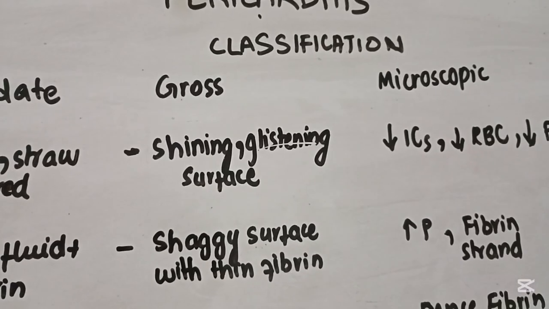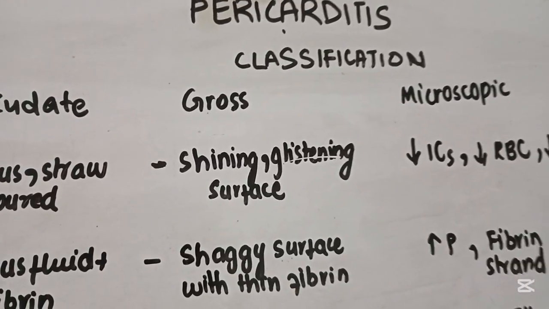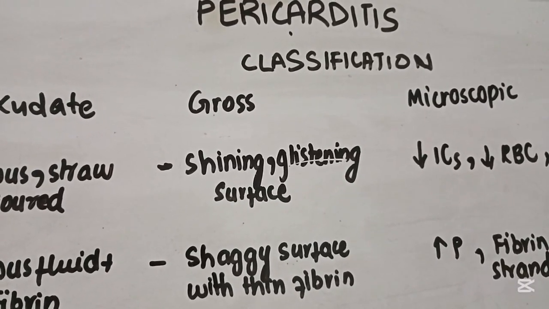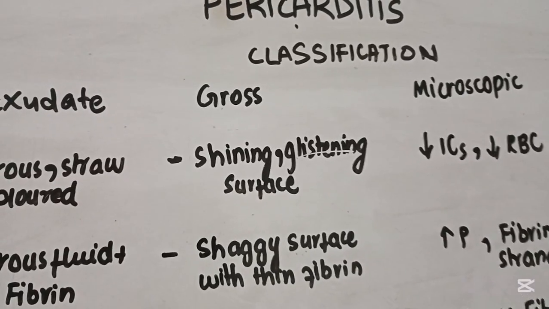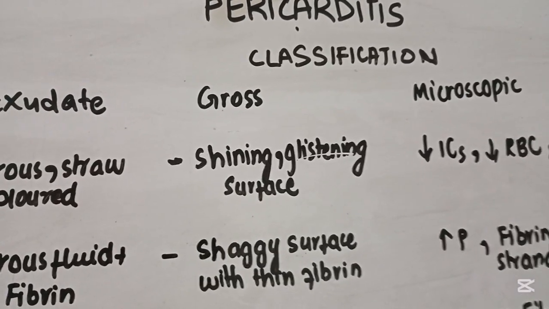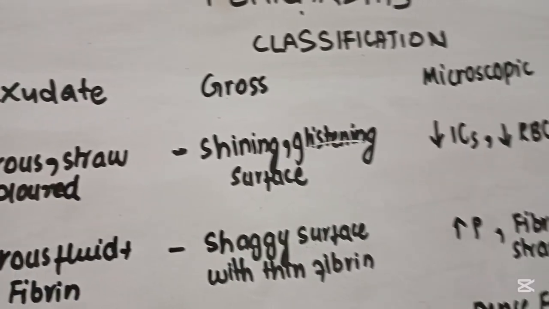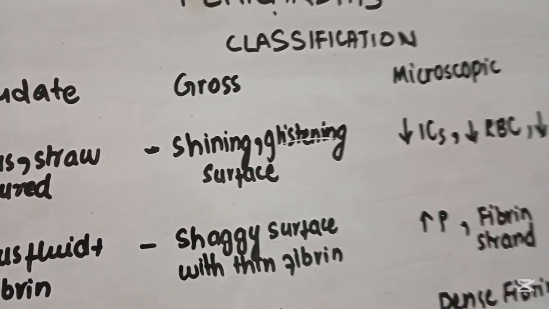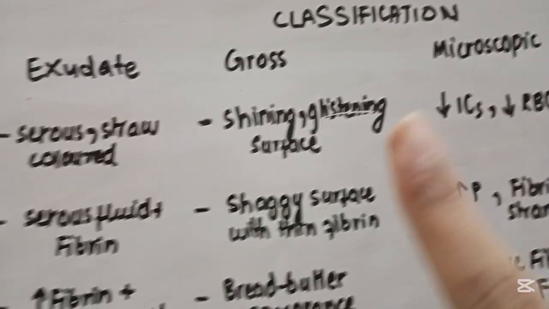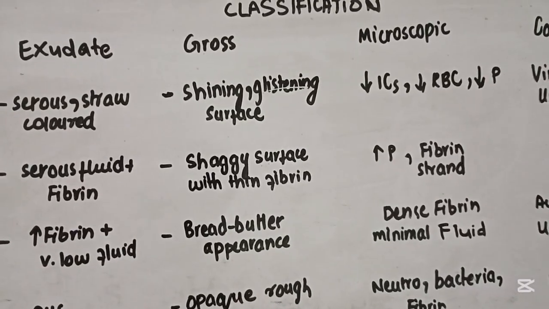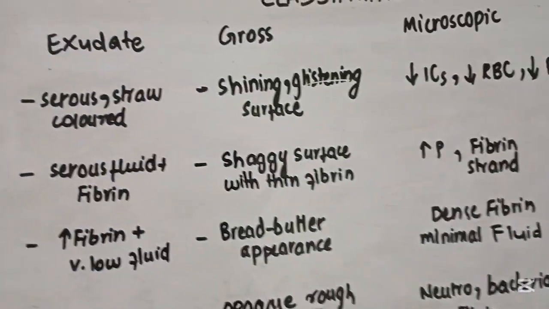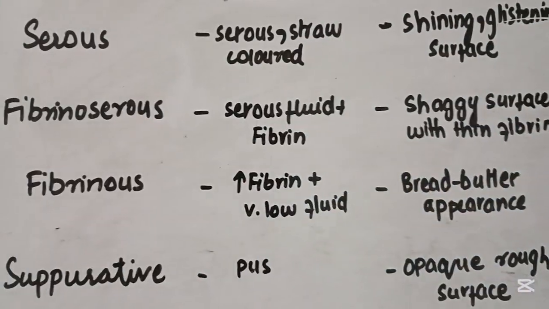So now let's move towards pericarditis. In pericarditis, the pain is fixed and sharp, it increases on lying down and decreases on leaning forward, and it is associated with a pericardial rub. So in this video we are going to deal with a classification on the basis of exudate. We have 6 types here.